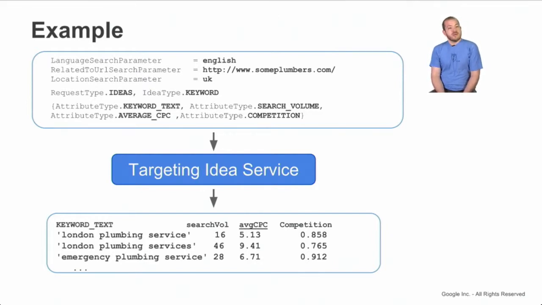And once you submit that request to the AdWords API, you get these 4 things that you specified back in a report. You get the keyword text that it recommended, and you get the other metrics, including the expected CPC and some competition metrics for each one.